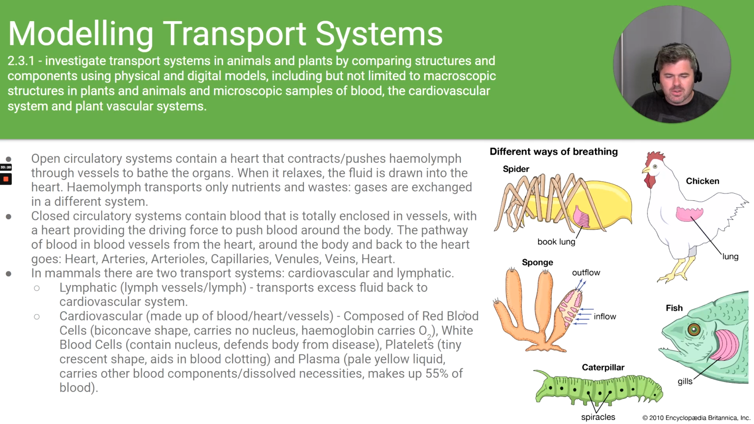The cardiovascular system is composed of red blood cells, white blood cells, platelets, and plasma. Each one of those have a distinct shape and role, which you can just see here. Please ensure that you've copied it down.